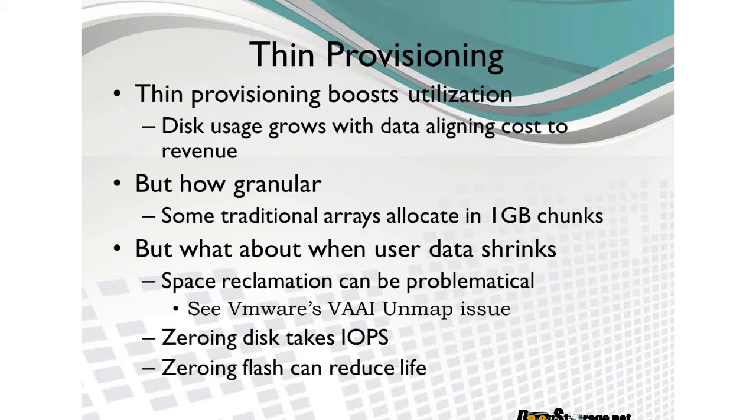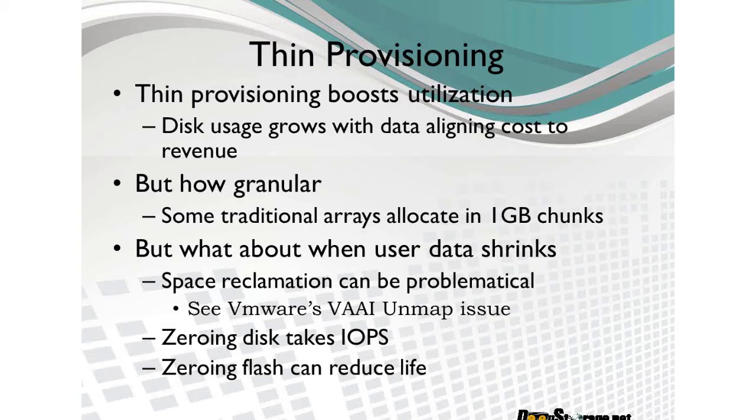However, in some of the traditional arrays, the process of thin provisioning is quite granular. At least one major system from a 3-letter vendor allocates space in 1 gigabyte chunks. So the minimum actual disk utilization is 1 gigabyte, and it's always going to take a multiple of 1 gigabyte. If a user uses a gigabyte and 1 byte, he's going to get 2 gigabytes of disk space.